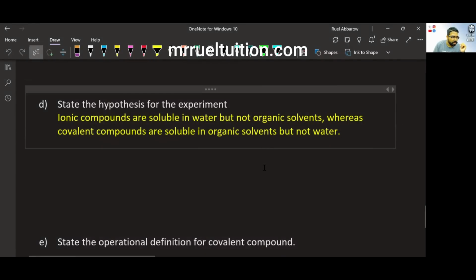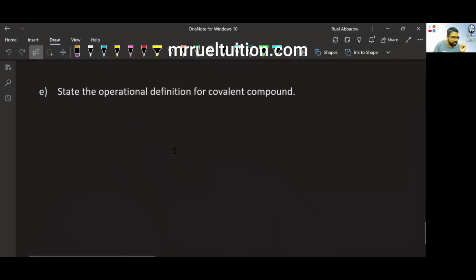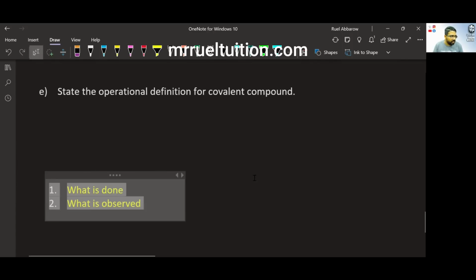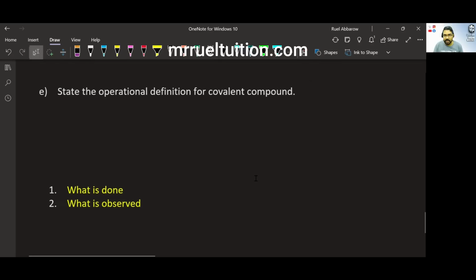Okay, now let's get on to the last bit, which is operational definition. Now, operational definition for chemistry is never a problem. It's very clear cut. Many mark schemes all point to the same thing: what is done, what is observed. It's a bit different from bio. The format is different from bio. Don't use this format for bio.